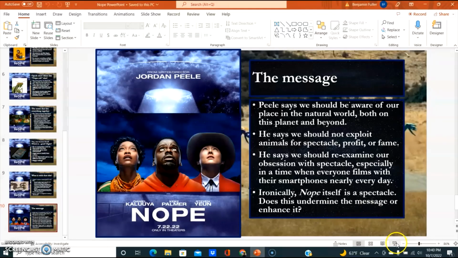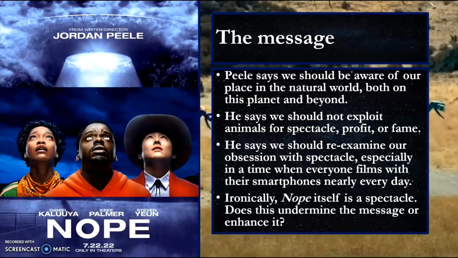So I think that nicely embodies what Nope is all about. Peele wants us to be aware of our place in the natural world, both on this planet and beyond, and I think he really flips the sci-fi genre on its head by having the alien be an animal, right? Which is not how we often think of aliens. But it is true that, you know, we have our place in this universe, and we don't really understand what all could be out there.